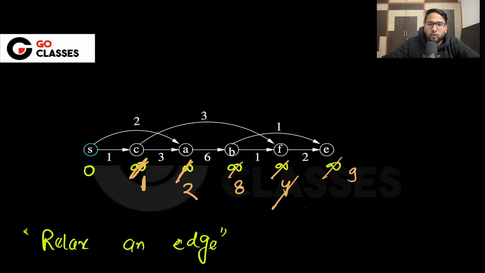Will you update from 4 to 9? No, right? So you will not update. Now you relax all the outgoing edges from this. So this is 4 plus 2, which is 6, right?